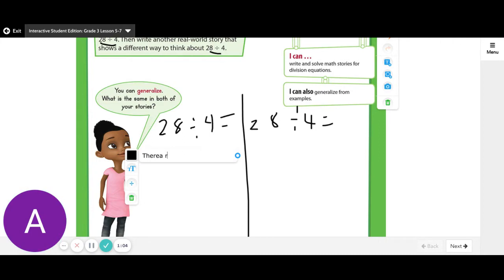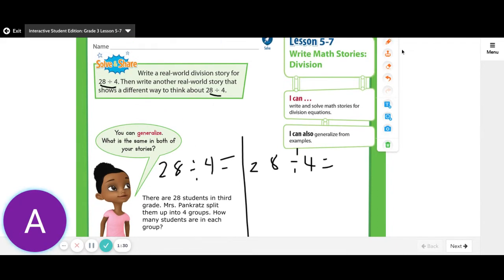There are 28 students in 3rd grade. Mrs. Pancras split them up into 4 groups. How many students are in each group? So think about division. We can think about 28 divided by 4. So we can think about 4 times what equals 28.